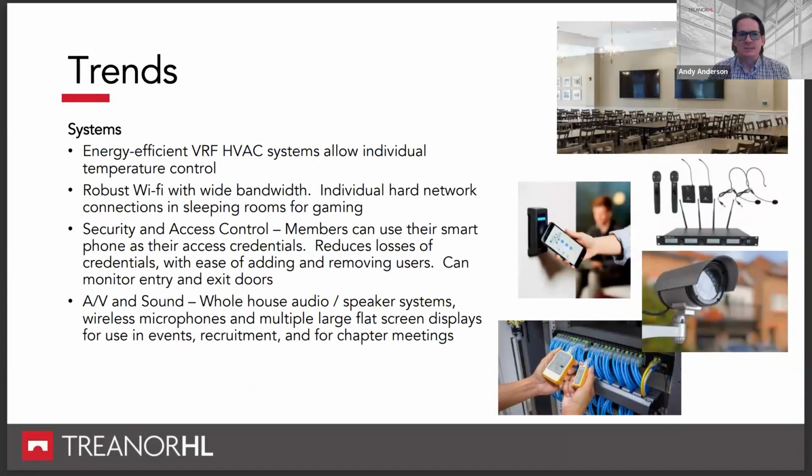And finally, trends for systems. One of the ones we're doing in almost most all the Greek housing is the variable refrigerant flow HVAC system, which is really where you have the individual wall mounted unit in your room. Some people call those mini splits. It's similar to that. But what that allows is each individual room can have individual temperature control, and that's often considered very valuable and desirable by your members.